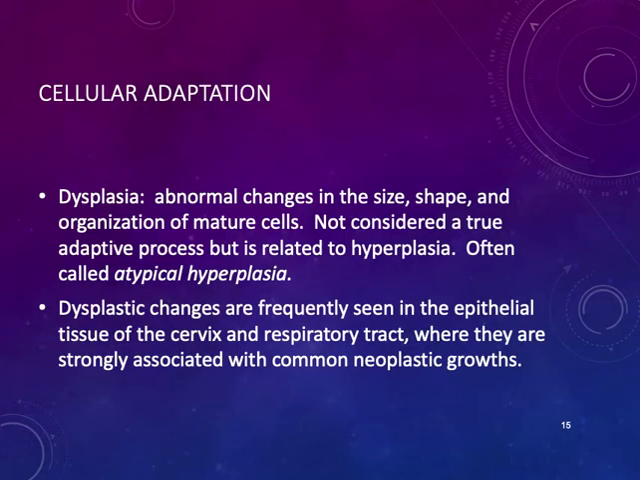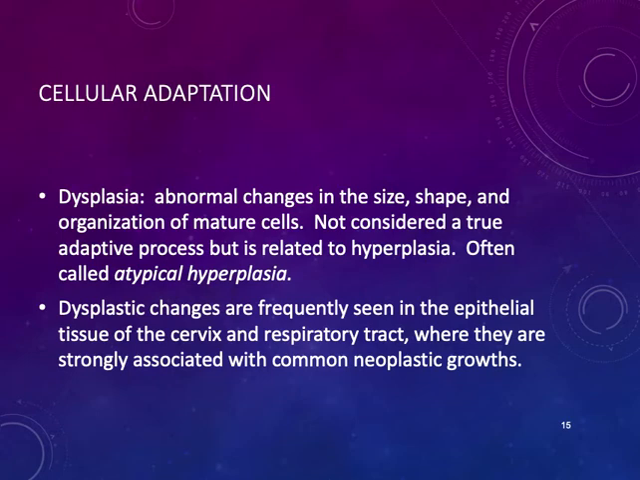Dysplasia, and I'm sure everybody has probably heard of dysplasia at some point. One common one that you'll see is cervical dysplasia. With this, they have abnormal changes in the cell size, shape, or organization of those cells. It's not considered a true adaptive process, but it's kind of a form of hyperplasia. Really we look at it as an atypical process. It's not normal, so it's almost like an atypical hyperplasia.